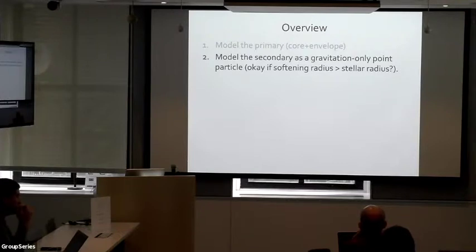So then the next thing we have to do is to model the secondary, and we model it also as a gravitational point particle. This is maybe okay if the softening radius is greater than the stellar radius, but for main sequence stars, the two things are comparable. And so ideally, you would have some kind of subgrid model.